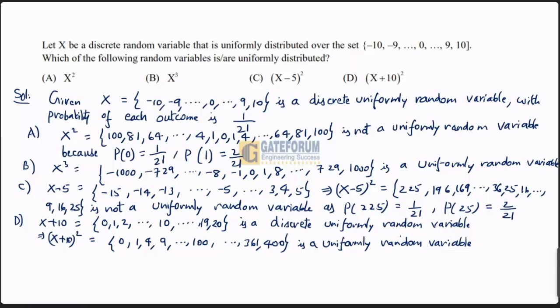So the question requires which of the following random variables is uniformly distributed. Accordingly, option B and option D. Therefore, options B, comma D. So this is the answer. This is the end of the question.